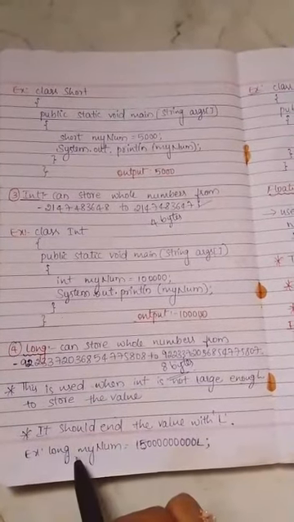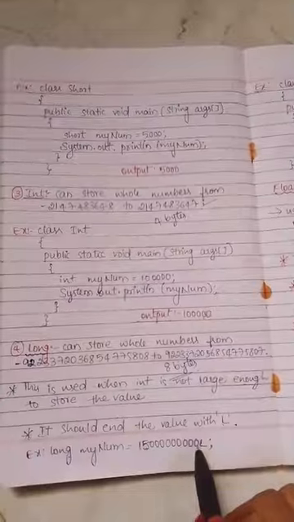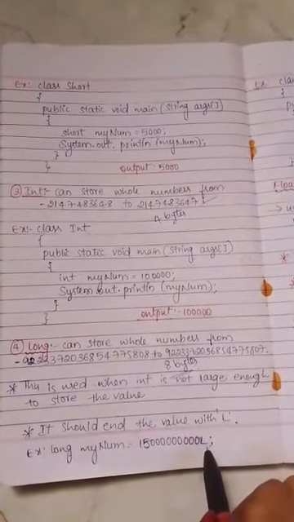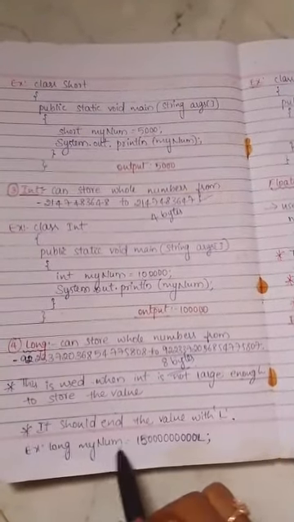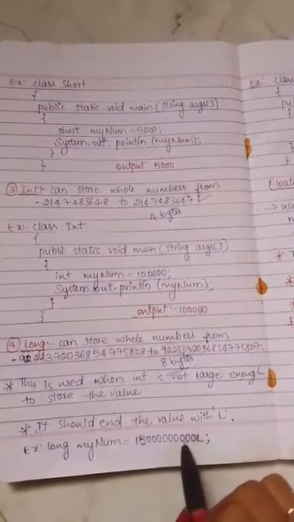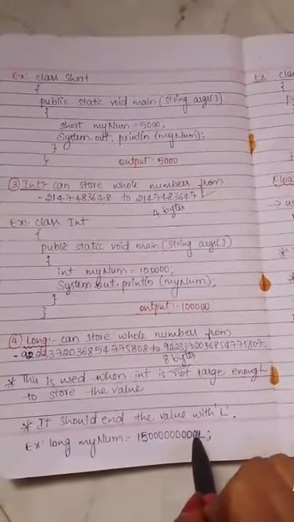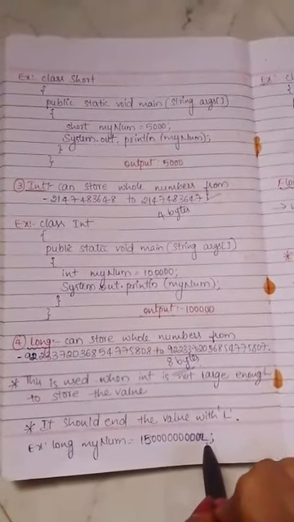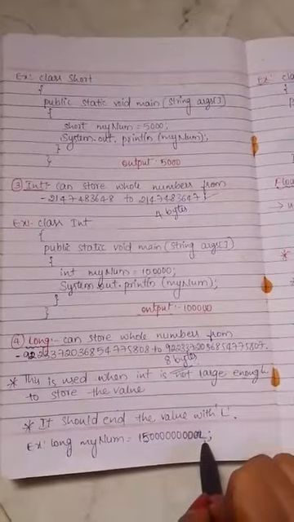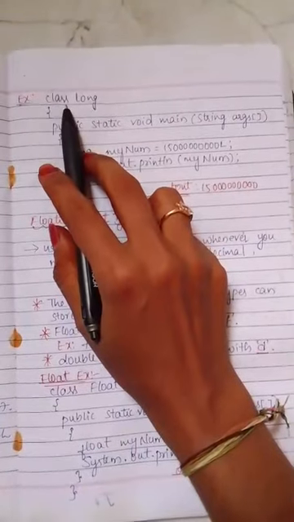Whenever I take the number, it should end with the capital L. long myNumber is equal to the number, it should end with L. Then we can easily understand this is the long data type. Got it? Let us see an example.